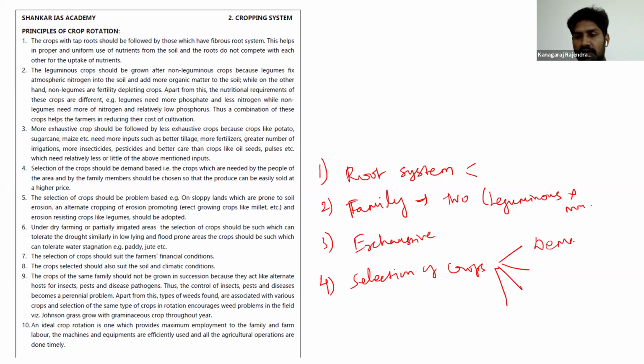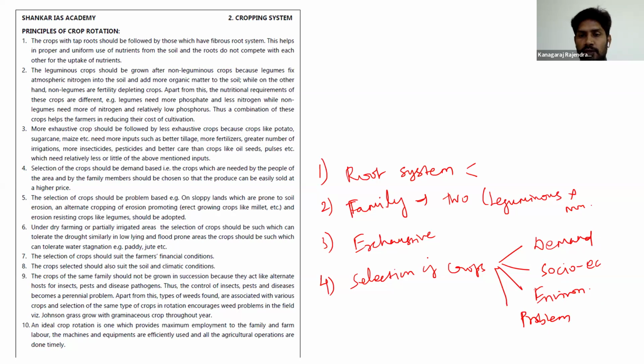Selection of the crops based on the demand, selection of the crops based on the socio-economic condition of the farmers, selection of the crops based on the environmental factors, and selection of the crop based on the problem. So identifying a problem in a particular area, and based on that, we can select the crops. So while choosing the crops for a crop rotation, we have to take into account these factors. It should be demand-based, based on the socio-economic condition of the farmers, based on the environmental conditions, and problem-based.